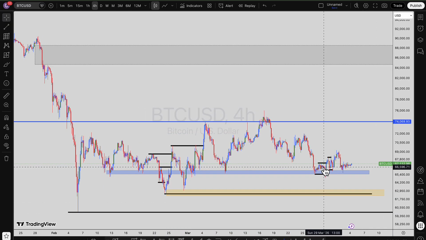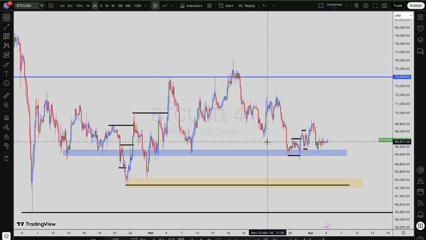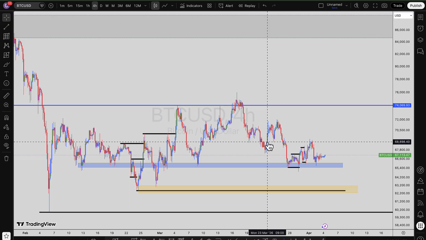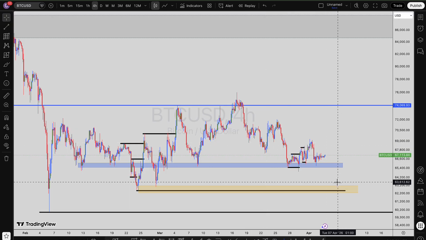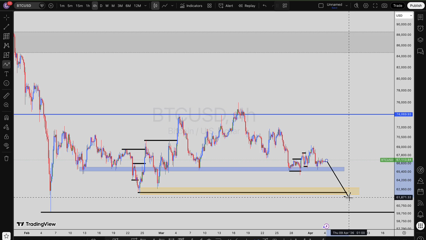So in summary, what I'm seeing on BTC is that it's still poised to come to the downside. So this is my summary on BTC. BTC is poised to still come to the downside.